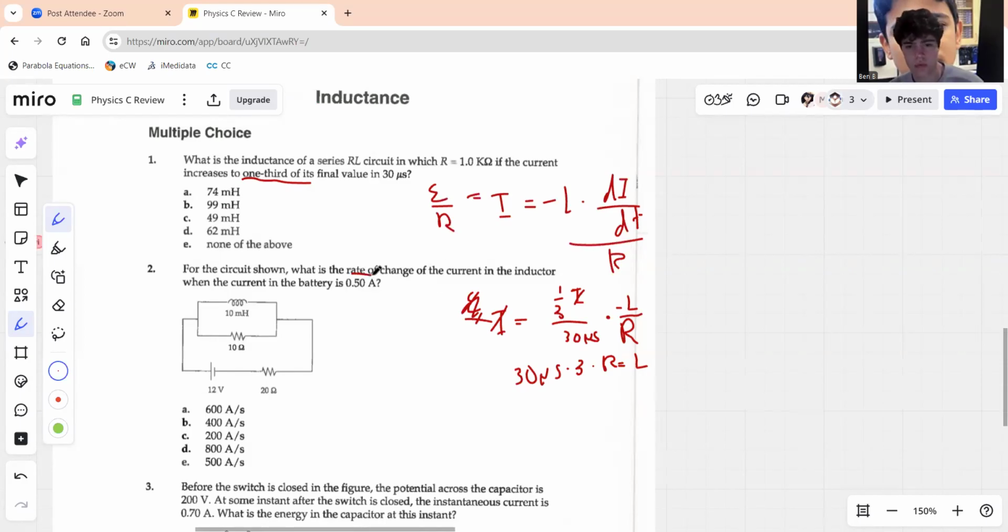So what's the rate of change in the current in the inductor when the current in the battery is 0.5 amps? So E, DI/DT. Wait, the answer for number one is A. 1/3 its final value. Did I drop a number?